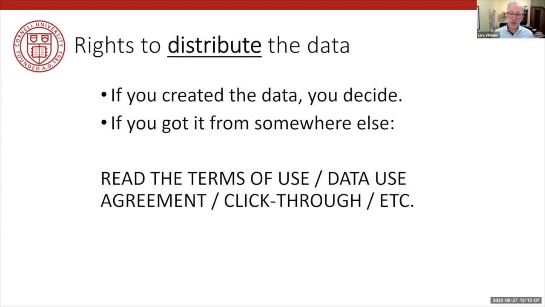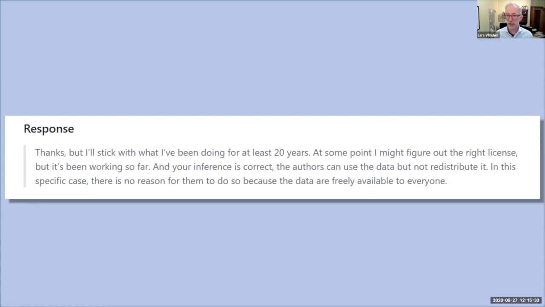That is different from the right to distribute the data. Just because you had the right to use the data does not mean that you have the right to distribute the data. Far from it in many cases. If you created the data, then you decide. If you ran a lab experiment, a simulation, it's up to you to decide, right? But if you got it from somewhere else, read the terms of use, the data use agreement, the click-through agreement, whatever it was that allowed you to use the data in the first place, because it might actually say that you can. I showed you the Economic Policy Uncertainty. The creators of that changed their policy to be clear about that.